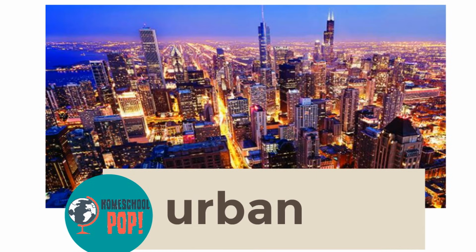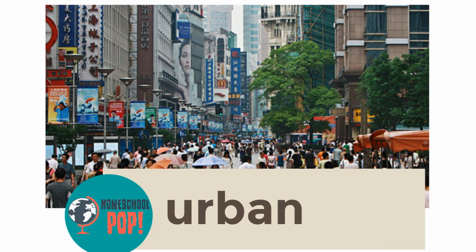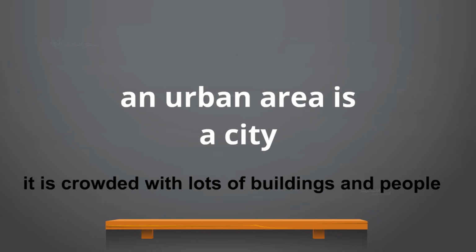Here's another example of an urban area, and we know it's an urban area because it's a picture of a city. All cities are urban areas. Tons of buildings, many of them tall, lots of people, lots of traffic. Here's another great picture of an urban area. All the people, all the buildings, everything's close together, everything's crowded. To review, an urban area is a city. It is crowded with lots of buildings and people.